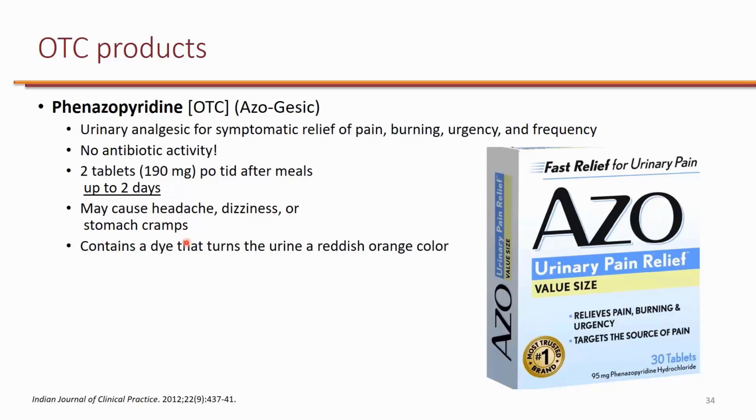Now, this can cause headache, dizziness, or stomach cramps. It also contains a dye that turns the urine a reddish orange color. So it's important to counsel the patient about this. Imagine if they're having these symptoms of pain and burning, and they're taking this and their urine is suddenly red, they may think there's a more severe underlying cause. They may think it's blood.